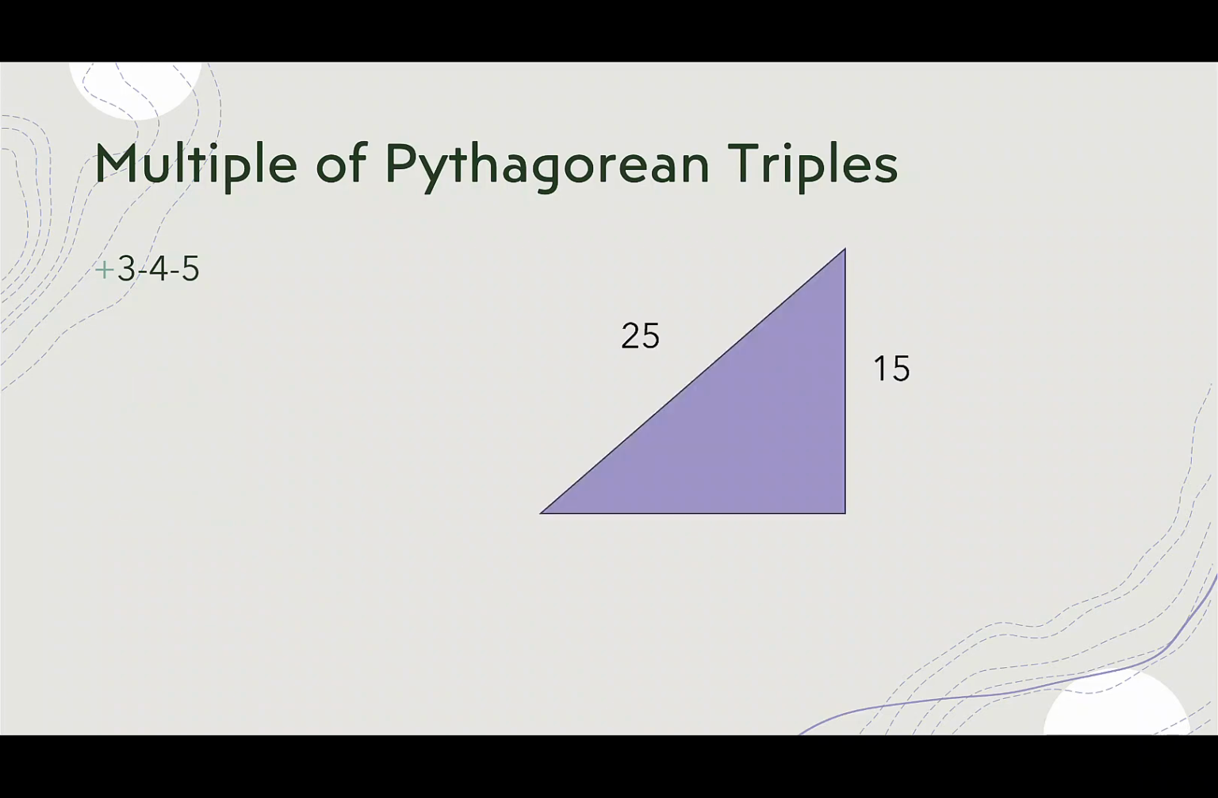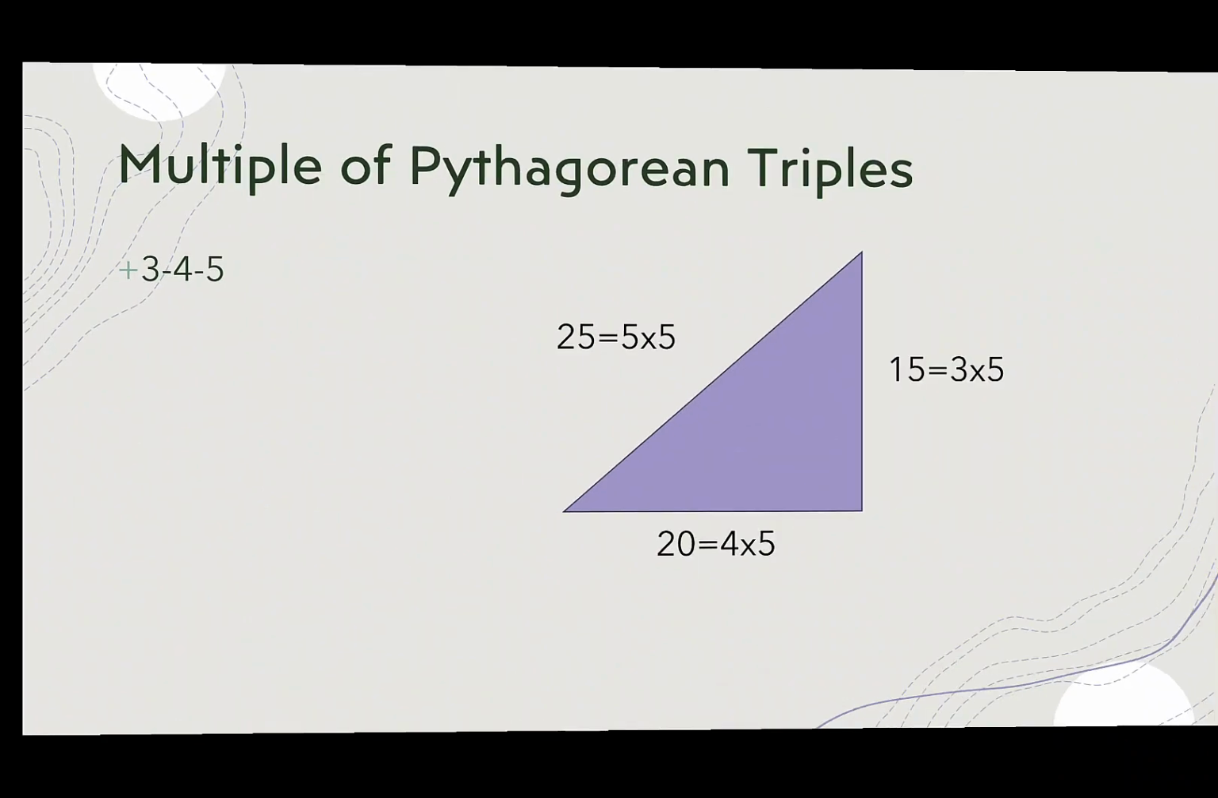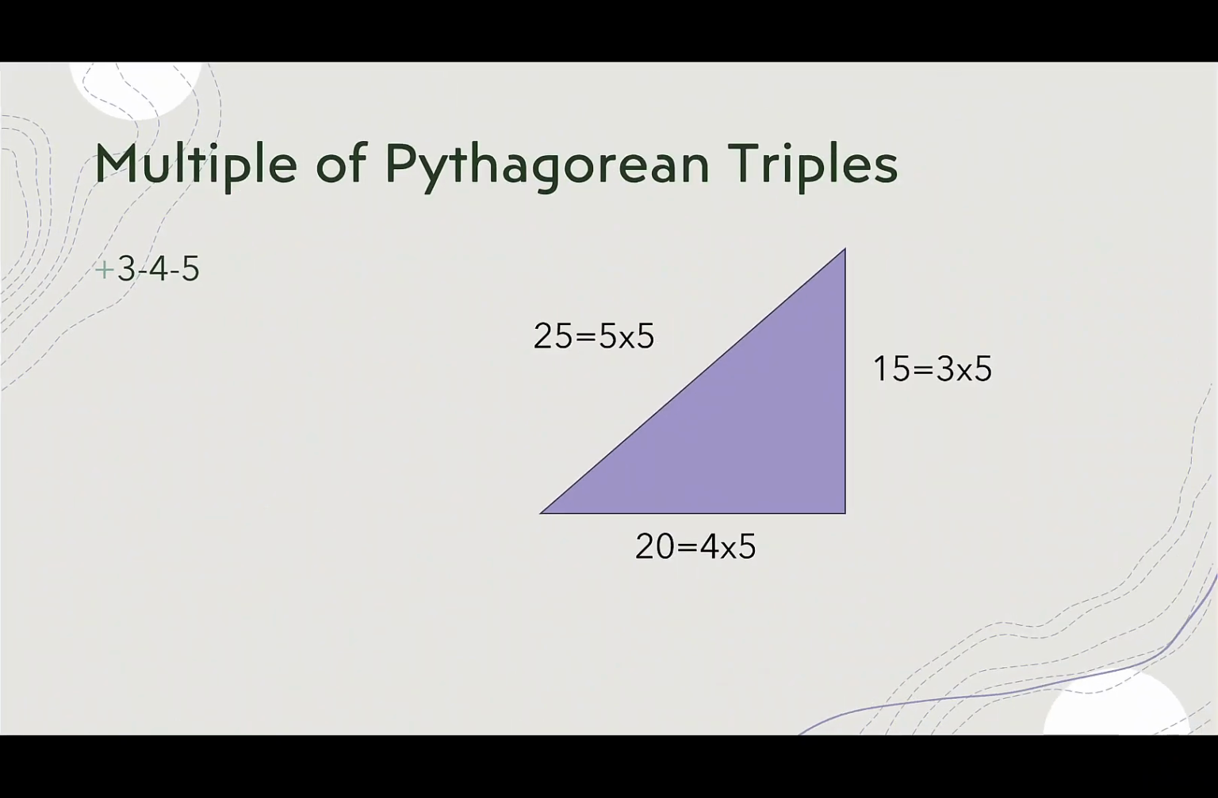Let's say we have a right triangle with a hypotenuse of 25 and a height of 15. If we quickly factor those two numbers, we can see we have 5 times 5 and 3 times 5. Seeing the 3 and 5 tells me that the remaining side should be 4 times 5. That way I have my 3, 4, 5 Pythagorean triple and my constant 5 as the multiple.